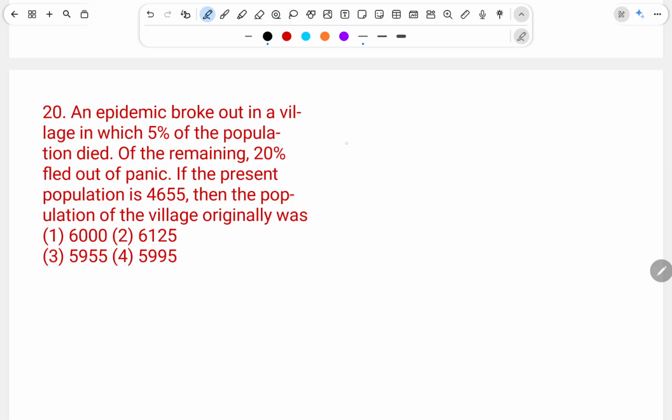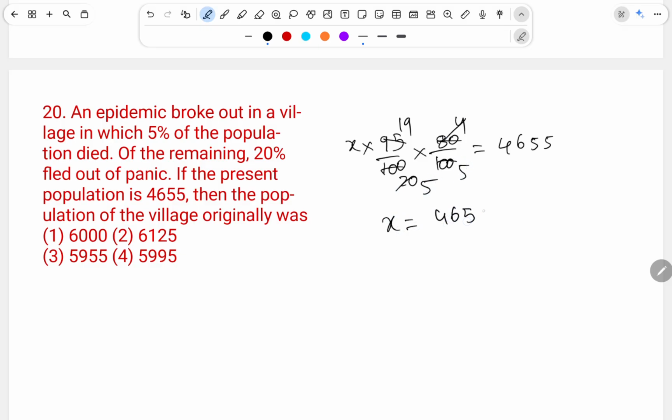Okay, so let X be the initial population. 5% of the population died, so now we are left with 95 by 100. Of the remaining 95, 20% fled out of panic, so 80 by 100 is left. This is equal to the present population, 4655. So X is equal to 4655 into 25 by 19.